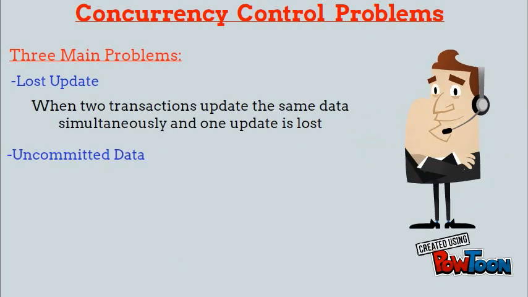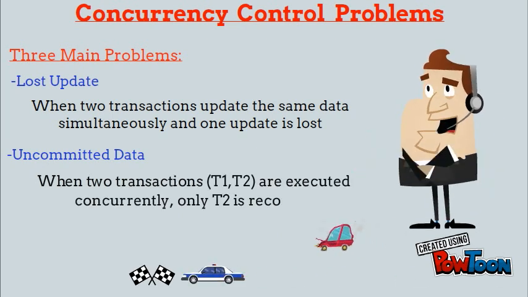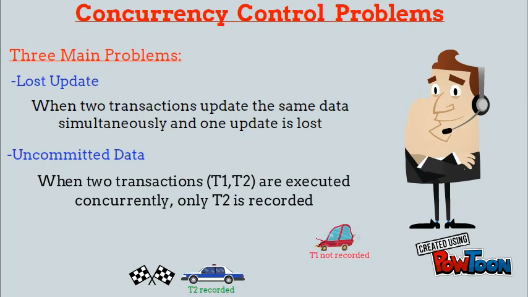Secondly, uncommitted data. Uncommitted data is when two transactions, namely T1 and T2, are executed concurrently. Only T2 is recorded and T1 is not. Essentially, T1 becomes null and void. It is as if T1 was never executed.